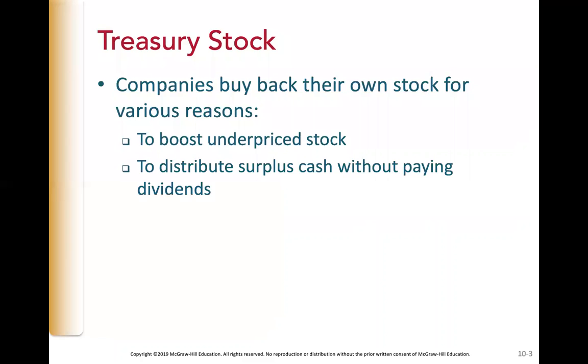To distribute surplus cash without paying dividends. While dividends are usually a good thing, investors have to pay personal income taxes on them. Another way for a firm to distribute surplus cash to shareholders without giving them a taxable dividend income is to use excess cash to purchase back their own stock. Under a stock purchase, only shareholders selling back their stock to the company at a profit incur taxable income.